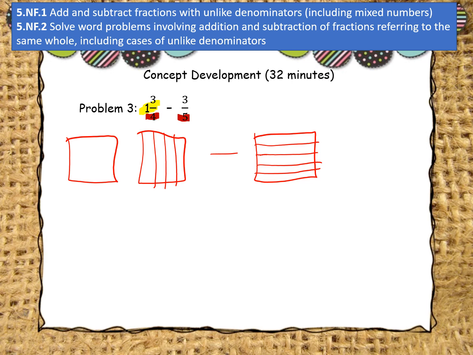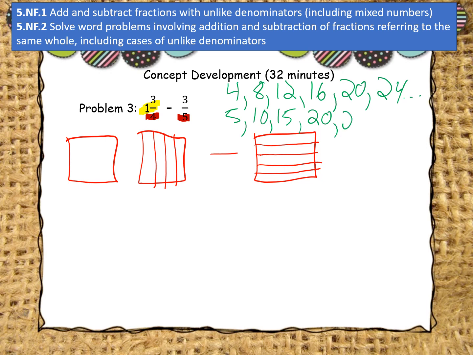So to do that, we need to find a common denominator. So I'm going to list the multiples of 4: 4, 8, 12, 16, 20, 24, and that goes on forever. Then I'm going to list the multiples of 5, so we can find the least common multiple: 5, 10, 15, 20, 25, and that goes on forever. So when I look, the least common multiple I see is 20.